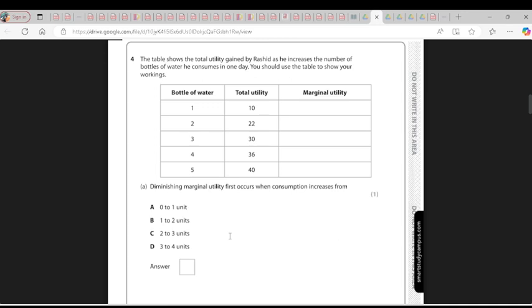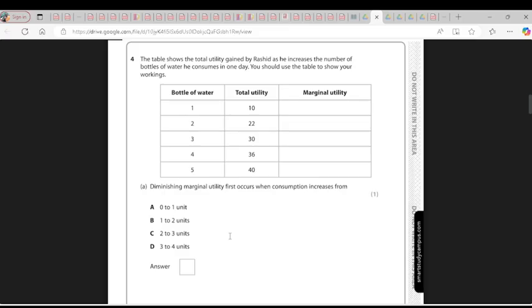So marginal utility is TU2 minus TU1. That's the formula. So here we have our marginal utility; the first one is 10, which is the same, because that's the first extra produced. So the second one will be 22 minus 10, TU2 minus TU1. Subtract the first utility from the second. So marginal utility is 10.